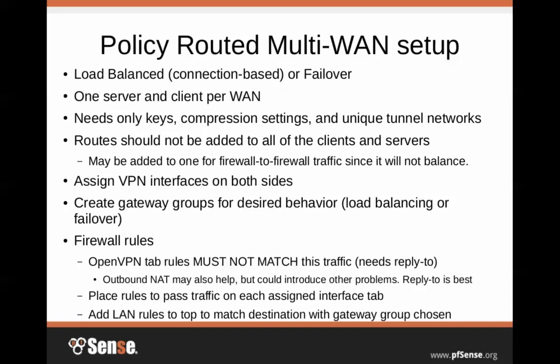Once you have the reply-to, you have to have the LAN rules on your one side to match up with the reply-to on the other. The LAN rules will get your traffic to the far side, reply-to makes sure the far side gets that return traffic back to you. So both sides have to be set up with this, with the OpenVPN rules on their interface tab and the LAN rules set up with the policy routing to get the outbound traffic.